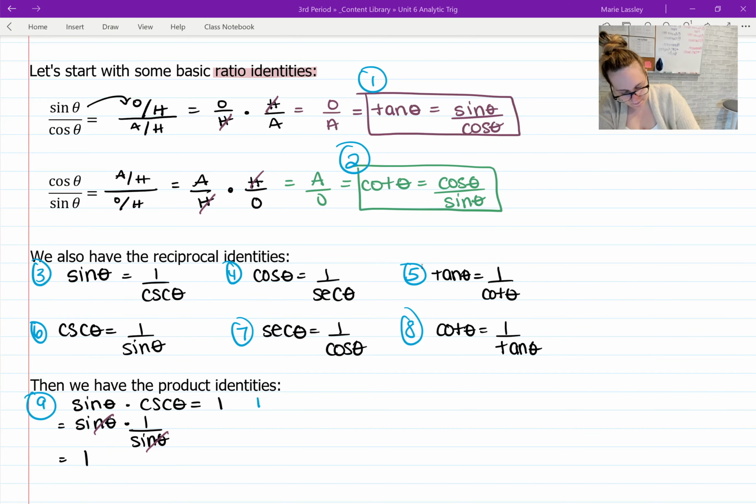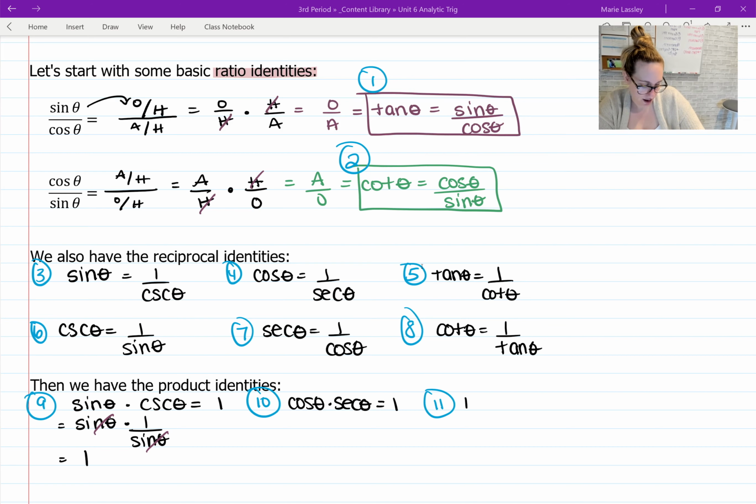Number 10. We're not going to do the whole steps, but it works the same way. Cosine theta times secant theta. Again, same situation. When you have the trig function and you multiply it by its reciprocal, it equals 1 every time.